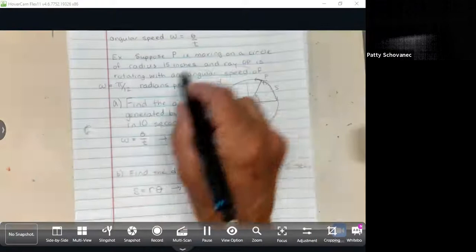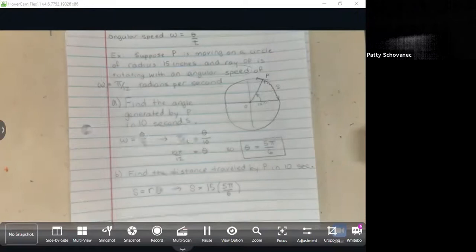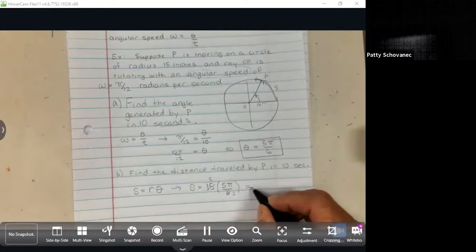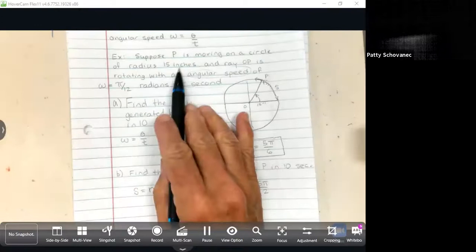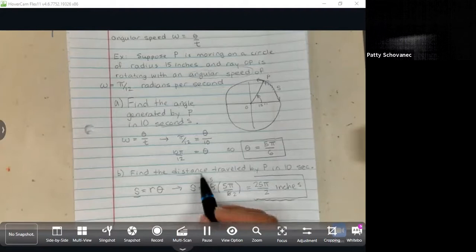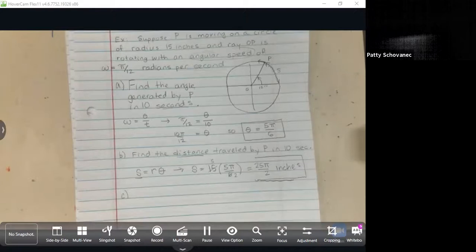So we know that S is R times theta. We were given R, we just found theta. So S is 15 inches times 5 pi over 6. I can reduce that a little bit. Both 15 and 6 are divisible by 3. So 25 pi over 2, in units of inches. Distance is an S. Part C, let's find the linear speed of P in inches per second.